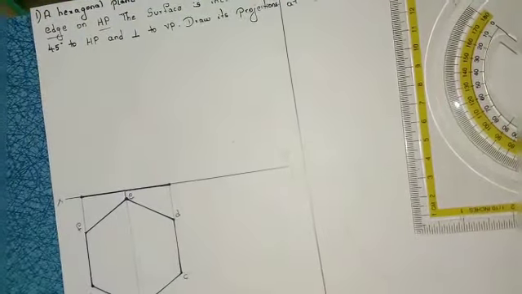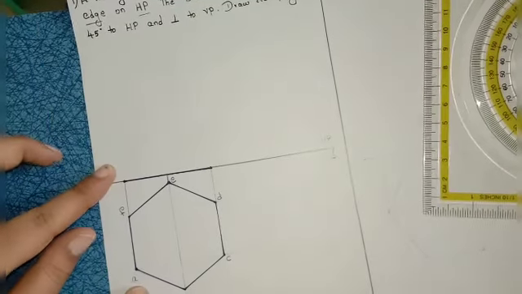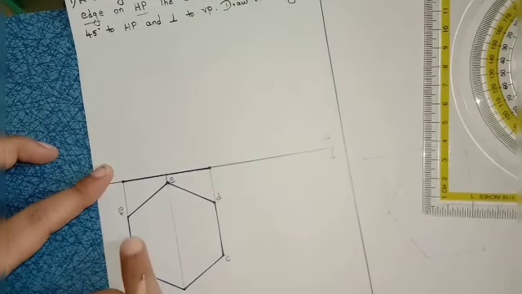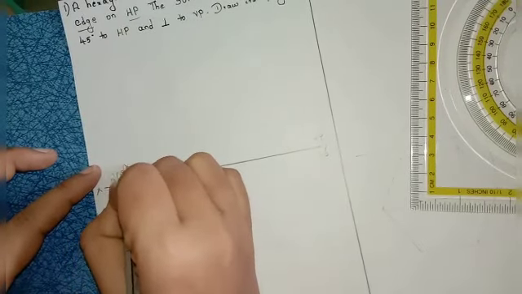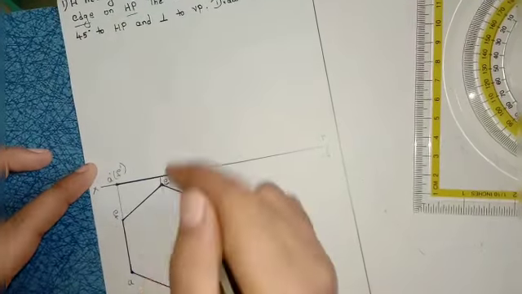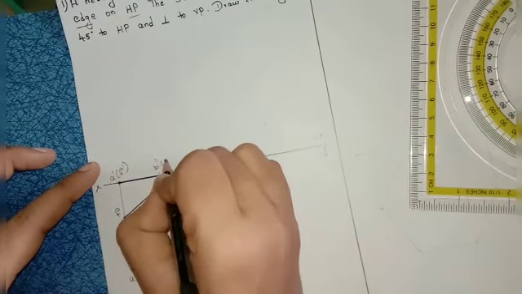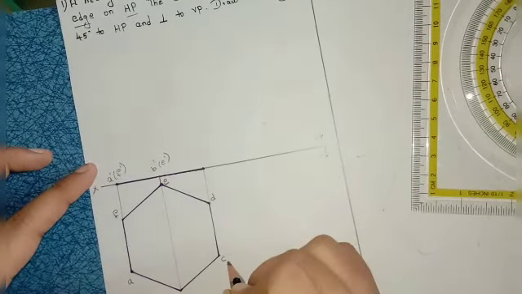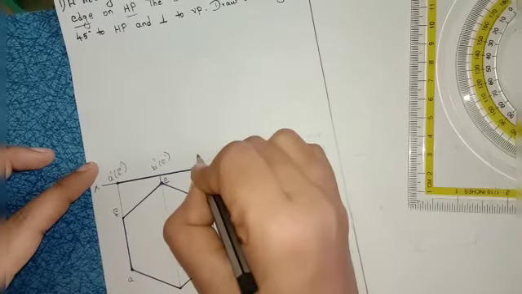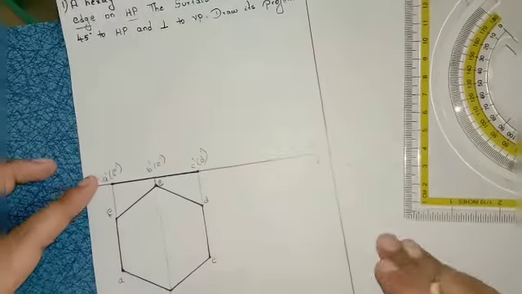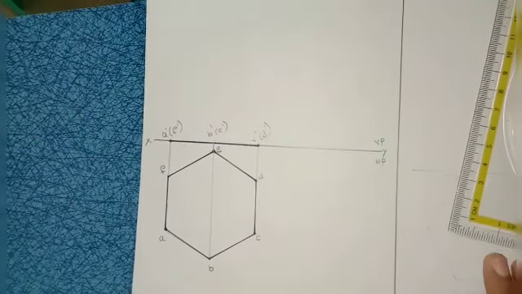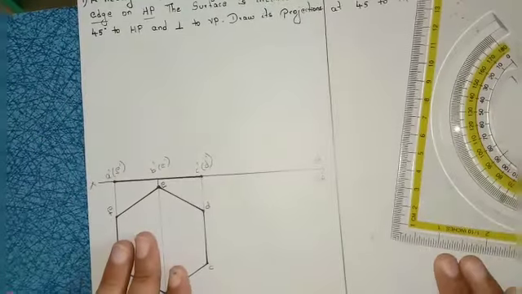Right, now what is the point name here? Start from here, A dash F dash, A dash F dash, and here B dash E dash, B dash E dash, and here C dash D dash, C dash D dash. Right, this is your initial position, first position.